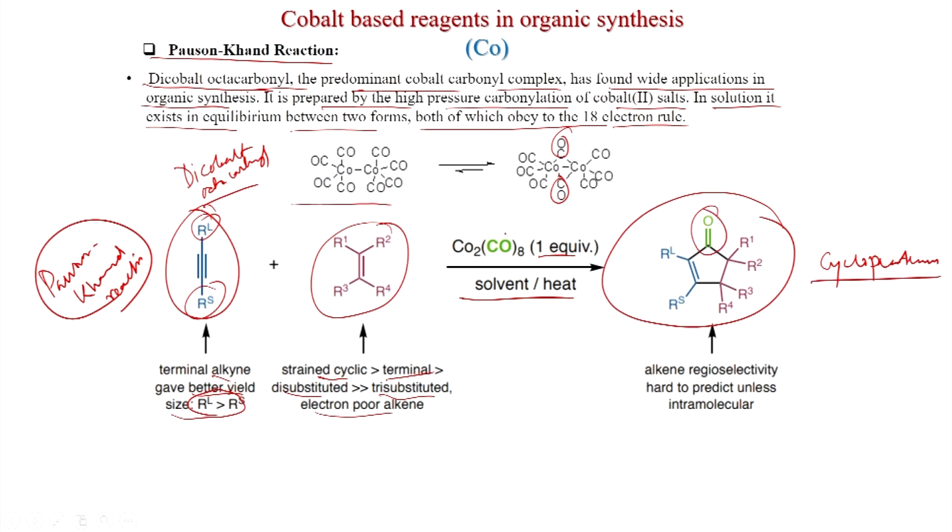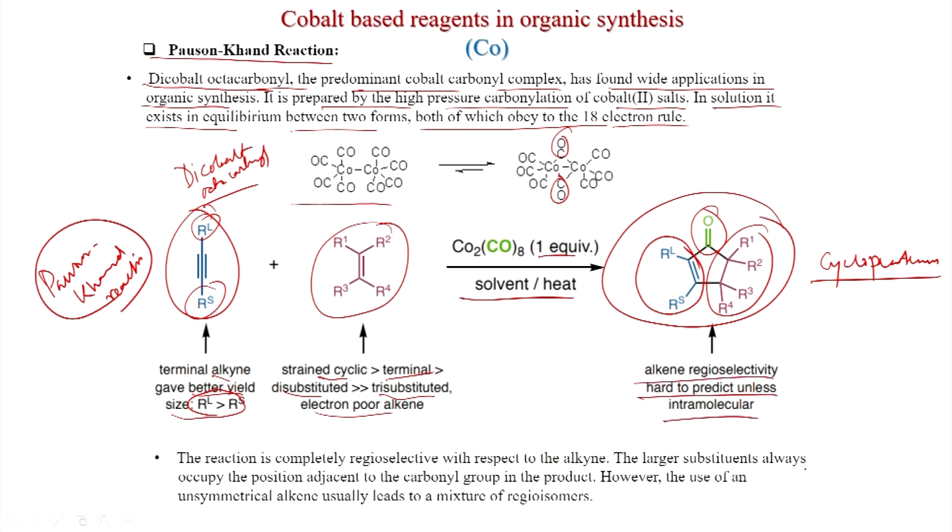So, you can see this is a three component reaction. This carbonyl group comes from carbon monoxide, this is the triple bond part and this is the olefin part. So, the triple bond becomes a double bond, the olefin becomes carbon-carbon, and carbon monoxide inserts to give this carbonyl. Alkene regioselectivity is hard to predict unless intramolecular. The reaction is completely regioselective with respect to the alkyne. The larger substituent always occupies the position adjacent to the carbonyl group in the product. However, the use of an unsymmetrical alkene usually leads to a mixture of regioisomers.